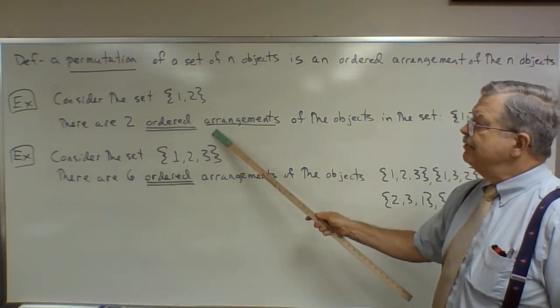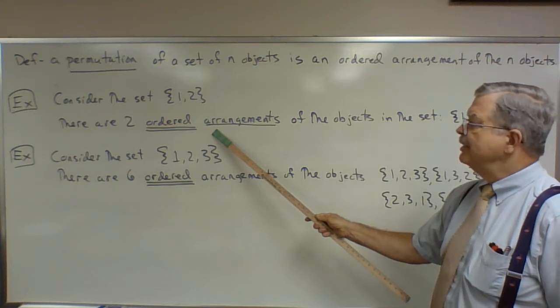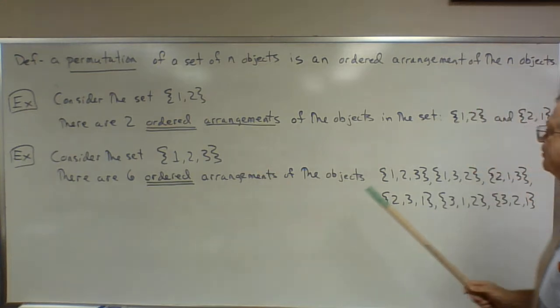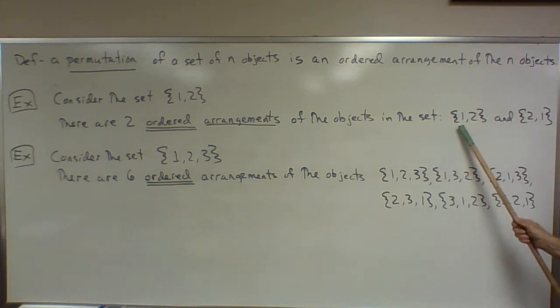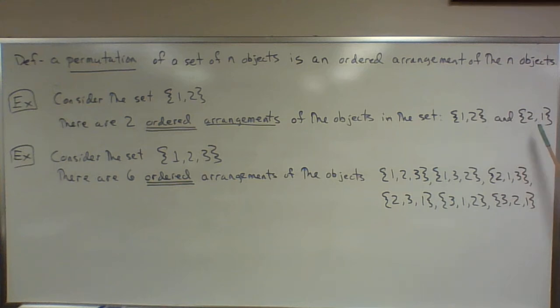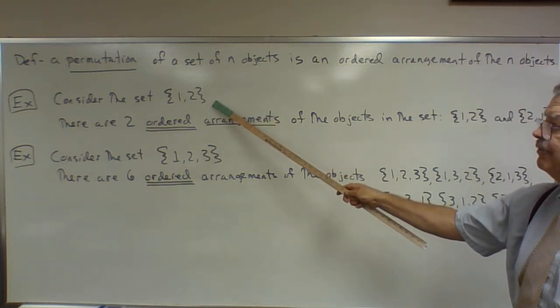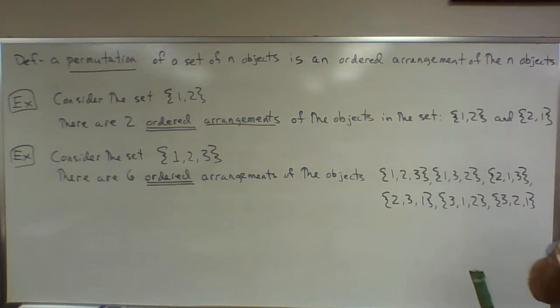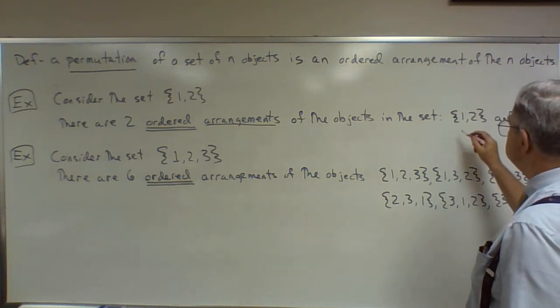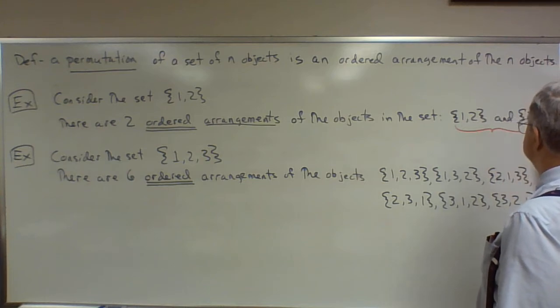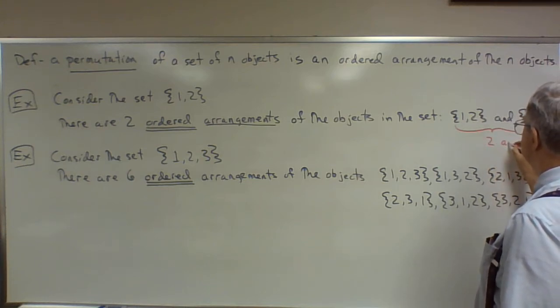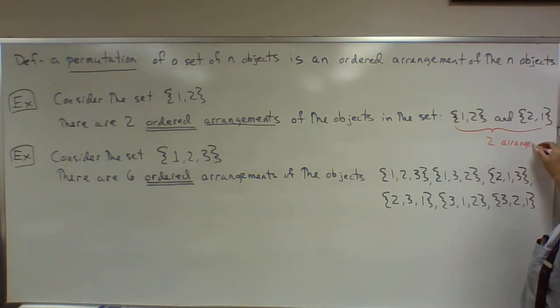There are exactly two ordered arrangements of this set. We can either have the objects listed as 1, 2, or we can list them as 2, 1. Those are the only two ordered arrangements of a set that has two distinct elements. Two arrangements.